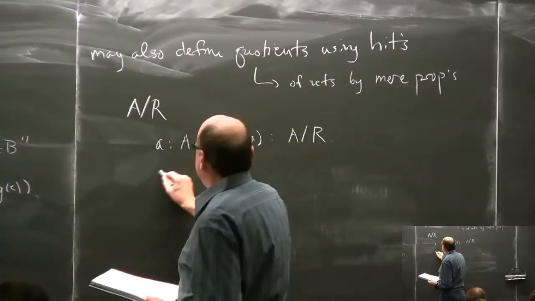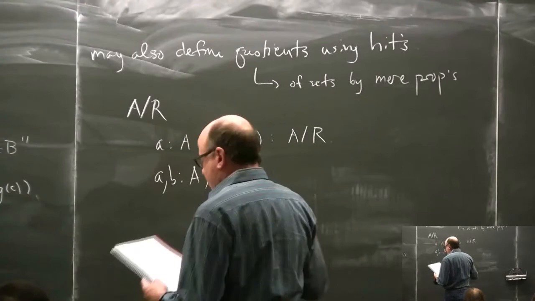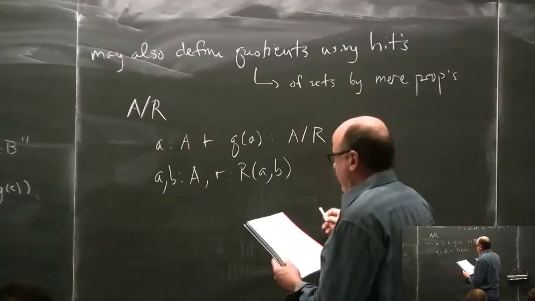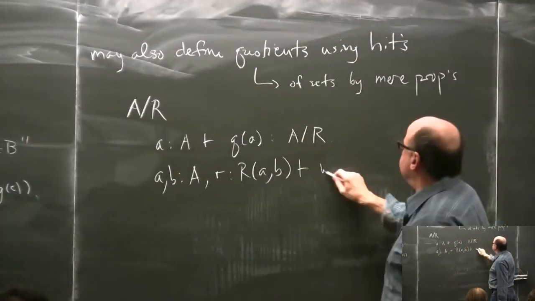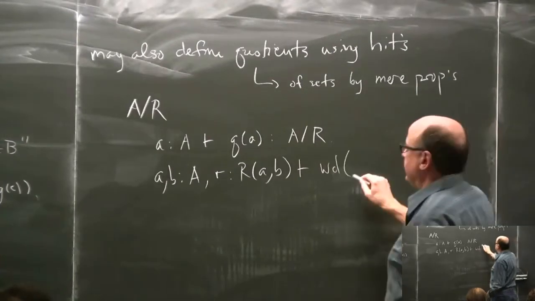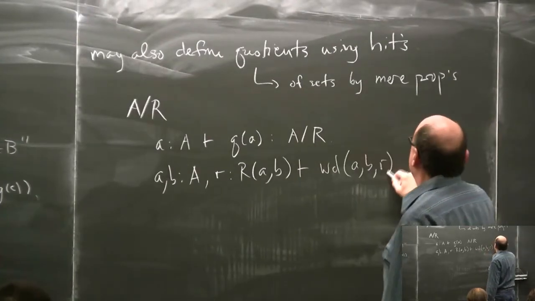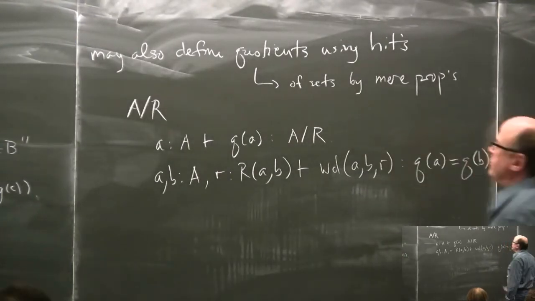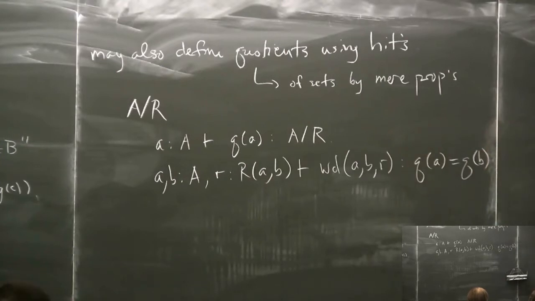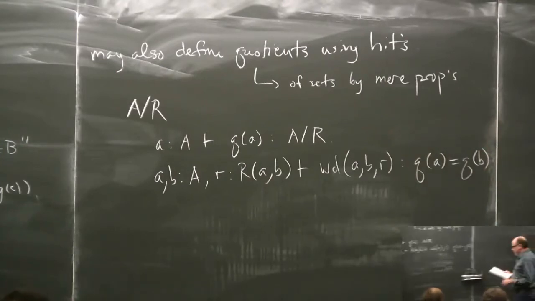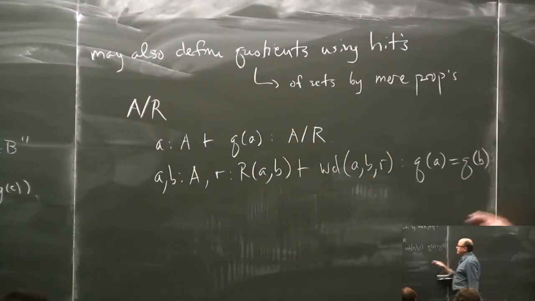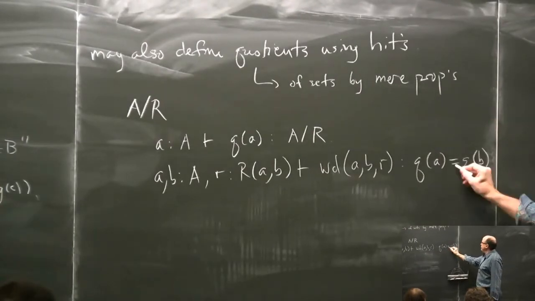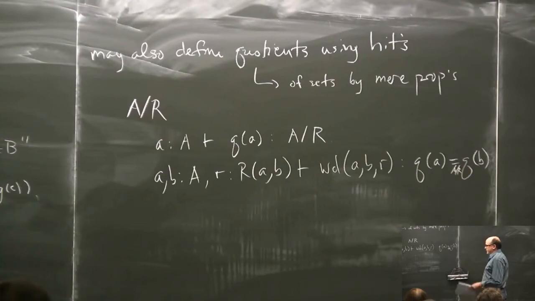And then there is, given A, B in A, and a proof that A is related to B, a constructor which witnesses well-definedness, so I called it WD for well-definedness. That has as a function a D and R, if you want to look at it like that, which says that Q of A and Q of B are equal. Whatever Q is doing, as discussed in the book, it ought to be well-defined. So it should take related things to equal results. So this would be equal in A mod R.